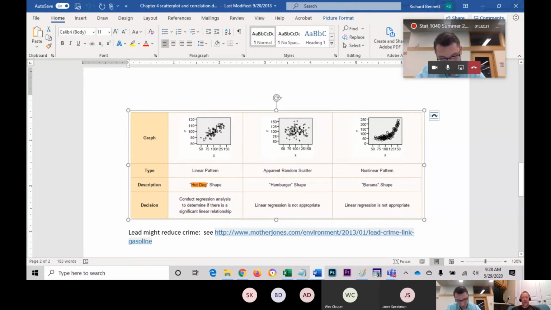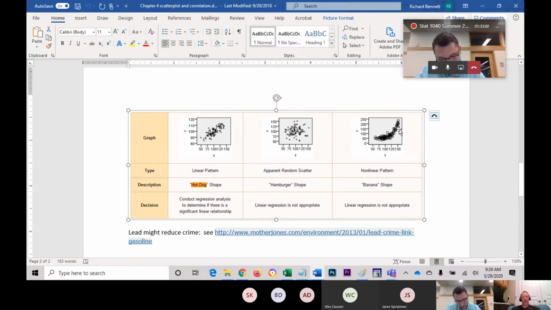Your hamburger would be an indication that linear regression or correlation is not appropriate, because there's no pattern going on here. And then you have your banana pattern. We didn't talk about the banana pattern, but this would be another example of a scatter plot that has a non-linear pattern. It says linear regression is appropriate. I would say no, it's actually not because it's curvy.